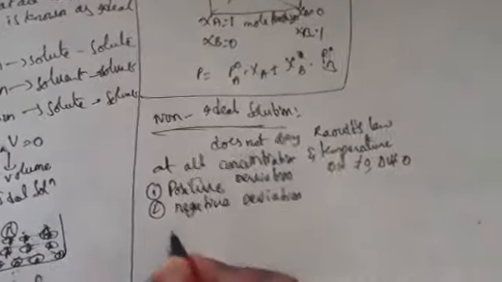Now let us see which shows positive deviation and which shows negative deviation. Let us take the graph for positive deviation. It is drawn the same way as for ideal solutions.